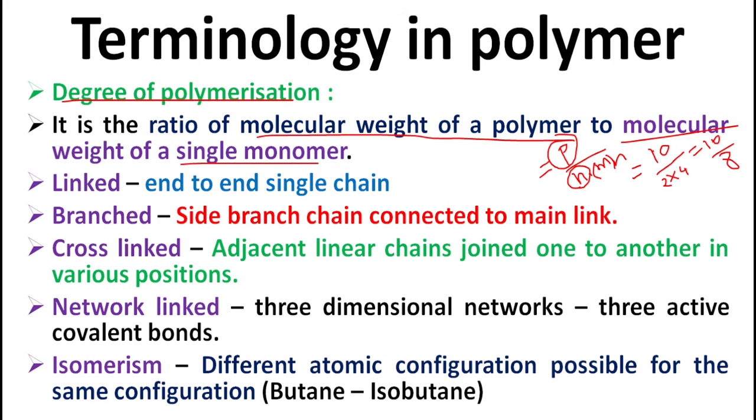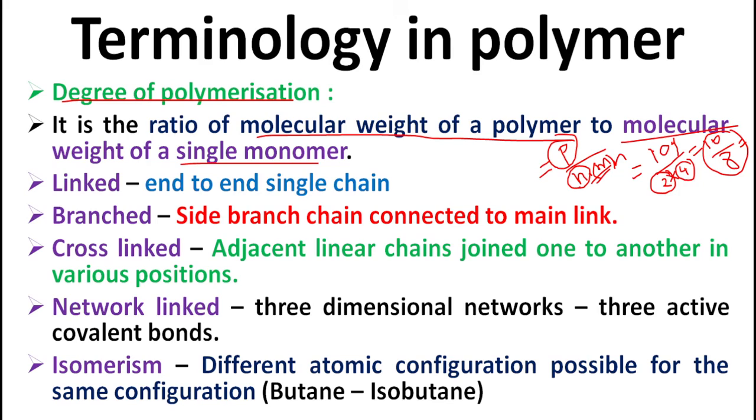For example, the polymer weight is 10 gram, 2 monomers are involved in this polymerization, and the weight of a single monomer is 4 gram. So 10 divided by 8 is the degree of polymerization, the ratio of the weight of the polymer to the molecular weight of the single monomer.